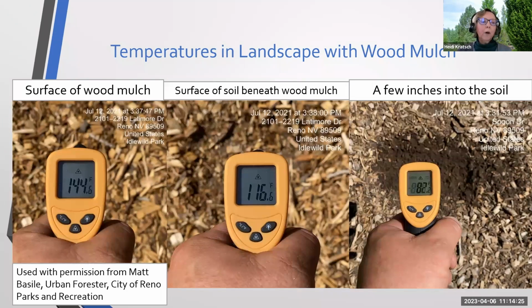But the surface of wood mulches can also be hot in the summer. And here you can see he measured a temperature of 145 degrees on this hot day in Reno. But when he moved the mulch away and took the surface temperature of the soil beneath, it had cooled down to 116 degrees. And then when he dug a little bit into the soil where the water absorbing roots are for trees, it was down to 82 degrees. So a much more conducive environment for our tree roots. So the bottom line here is that it's better to use organic mulches around trees rather than rock mulches because they're so much cooler and it really creates a much better environment for the tree roots.